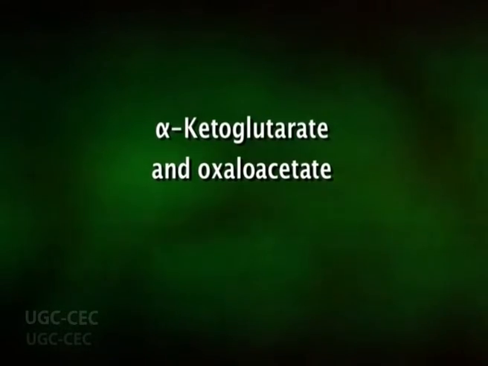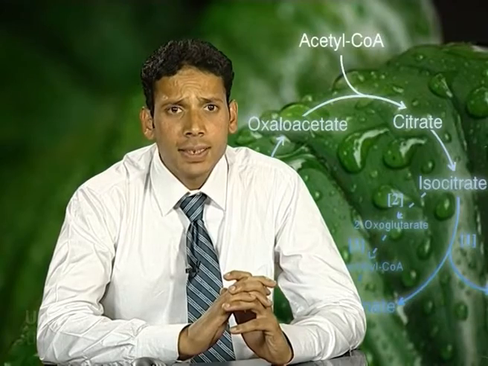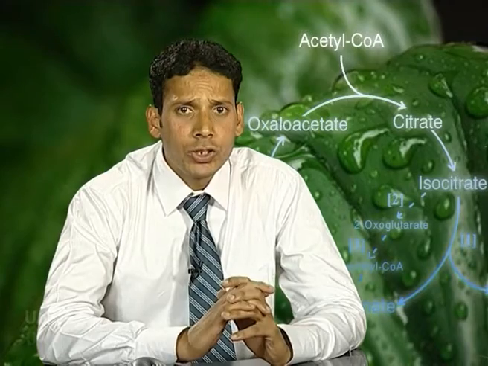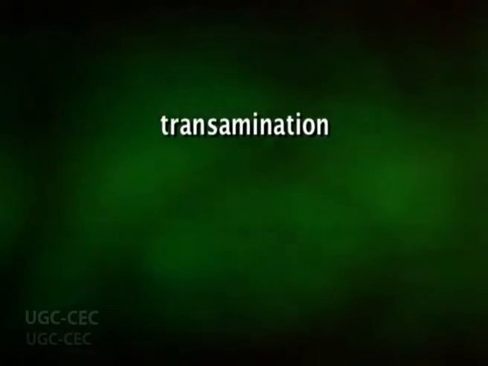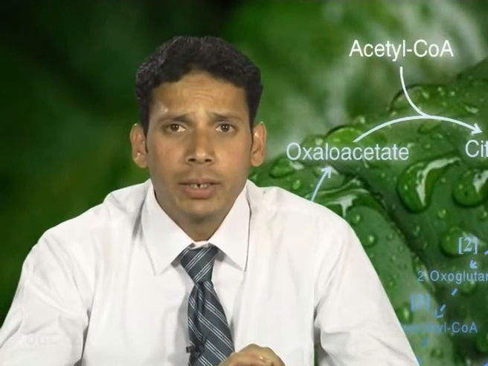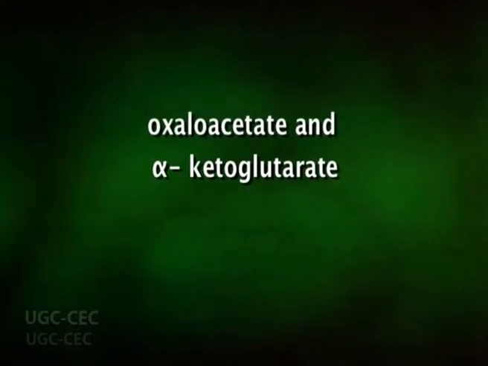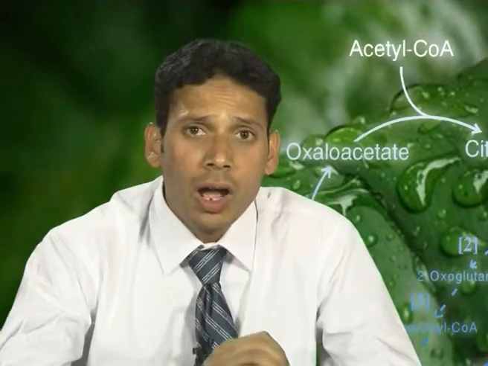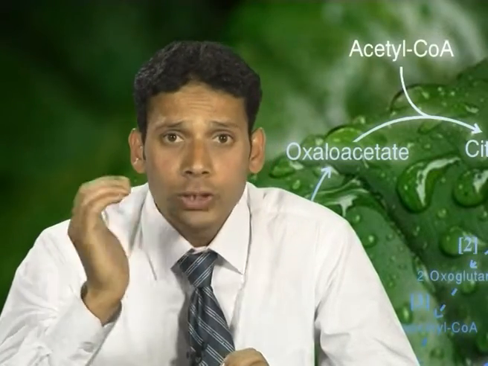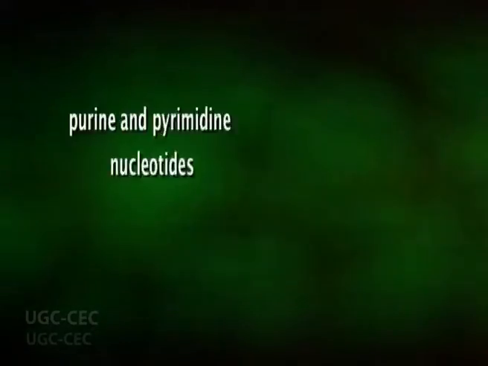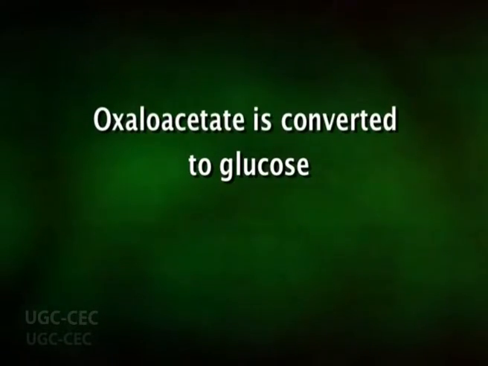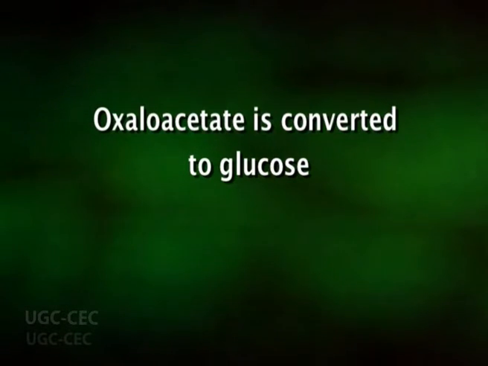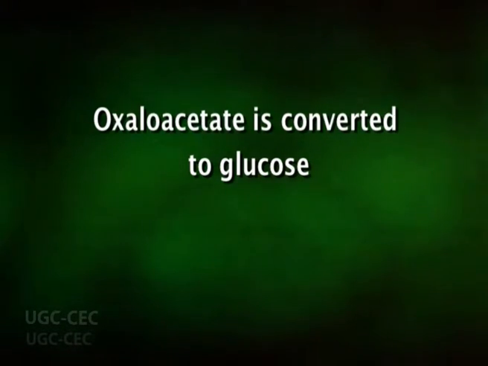Alpha-ketoglutarate and oxaloacetate can, for example, serve as precursors of the amino acids aspartate and glutamate by simple transamination. Through aspartate and glutamate, the carbons of oxaloacetate and alpha-ketoglutarate are then used to build other amino acids as well as purines and pyrimidine nucleotides. Oxaloacetate is converted to glucose in gluconeogenesis.